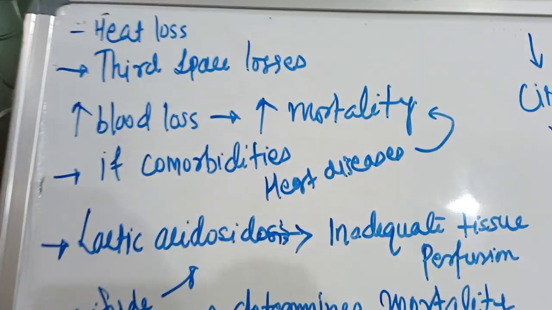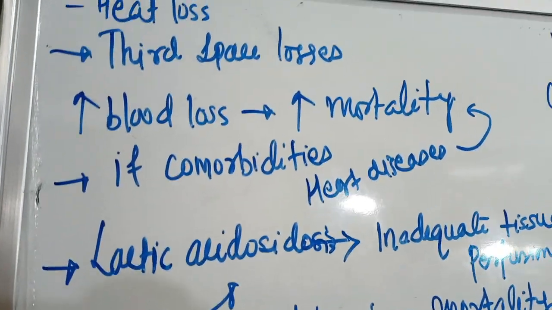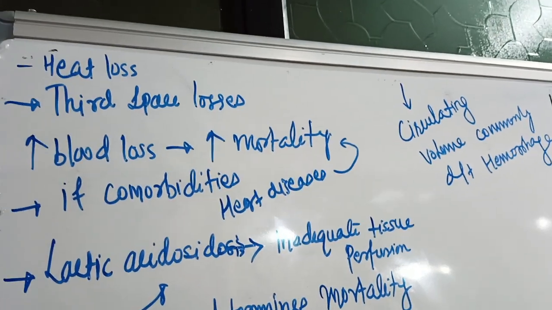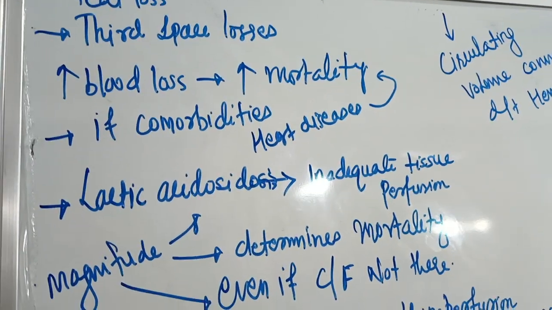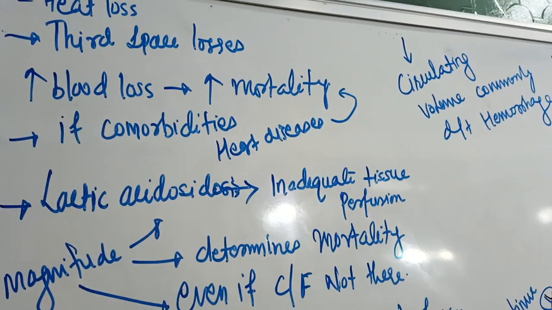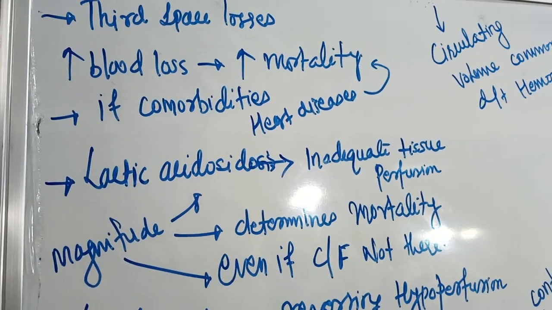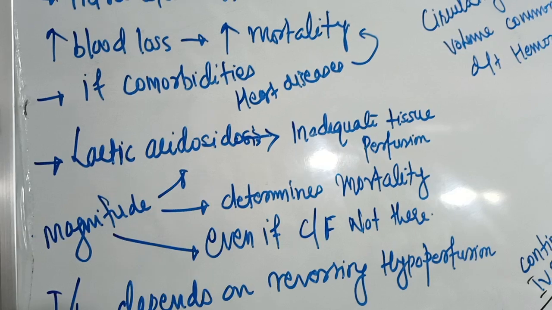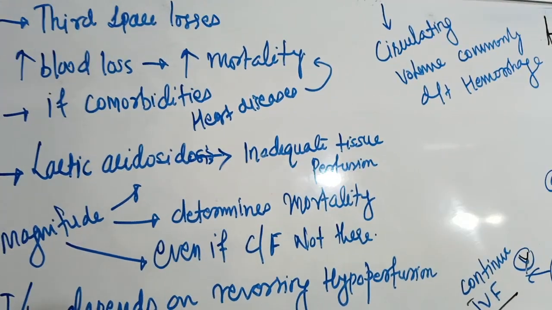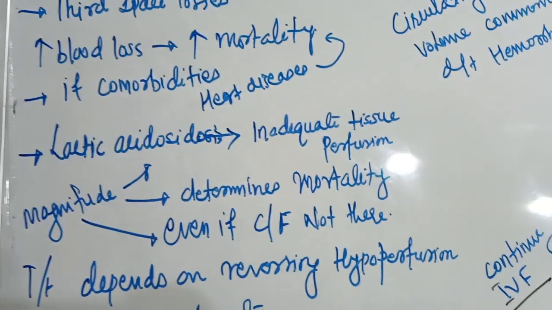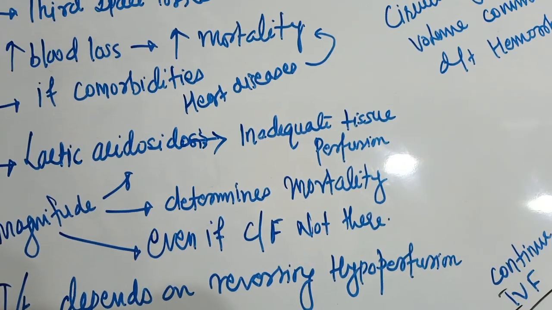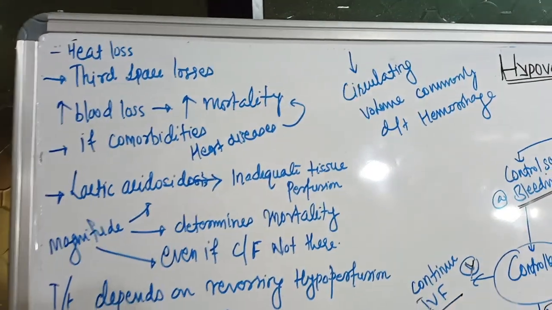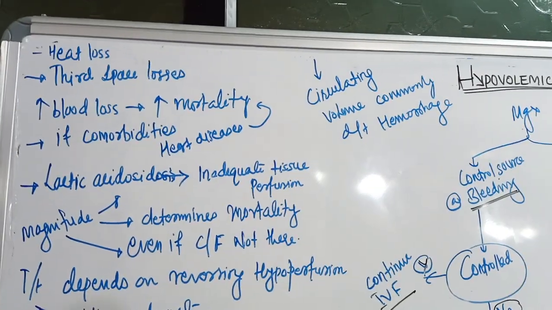It could be because of heat loss, or because of third space losses like in pancreatitis or any other infections. Whenever there is increased blood loss, it is directly proportional to mortality of patients. If other comorbidities are present like heart disease, these also contribute to mortality of the patient in hypovolemic shock.